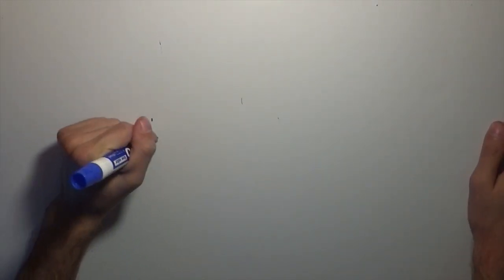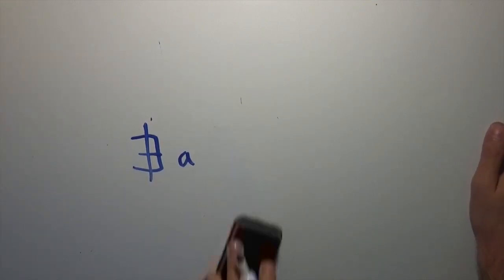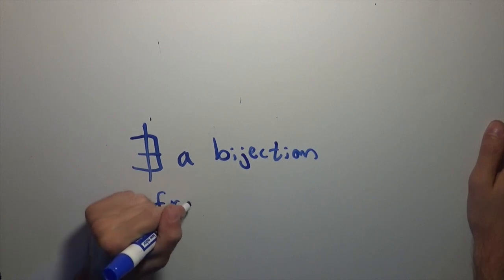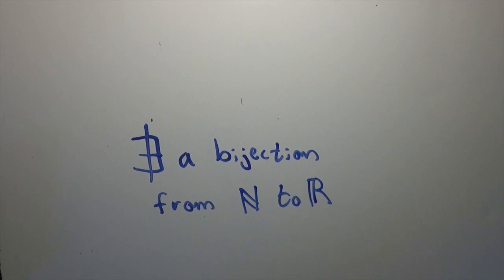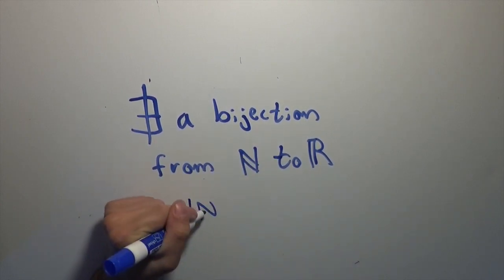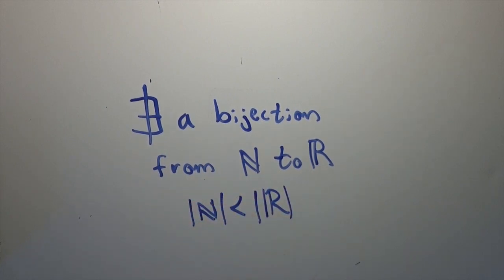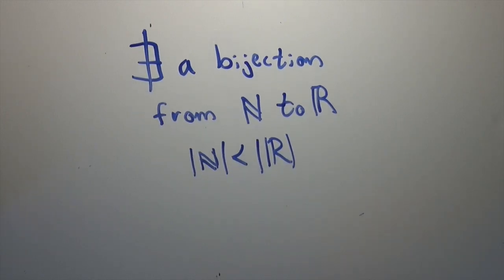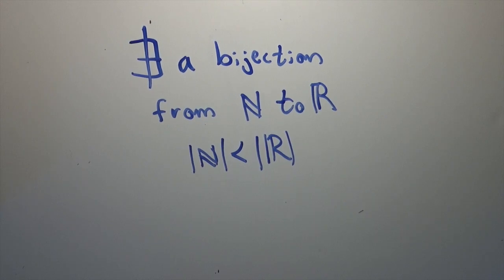There does not exist a function, a bijection, I should say, from N to R. We cannot find a function that is a bijection from N to R. It's not possible. R is literally bigger. We have just shown that the size of N is strictly less than the size of R. We did that by showing that N is strictly smaller than a subset of R, the interval from 0 to 1, so it must be the case that R is bigger in total.